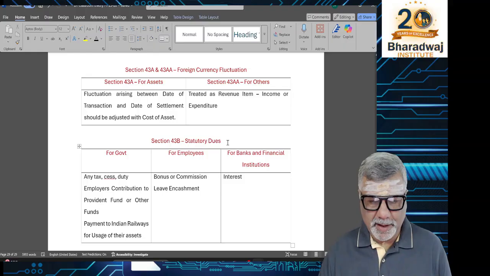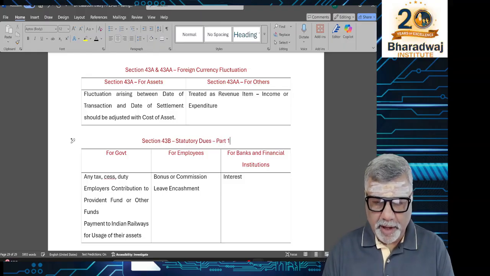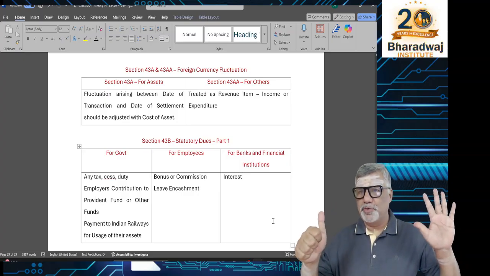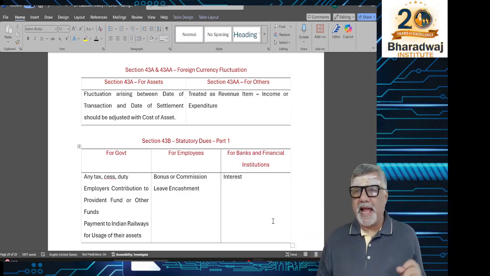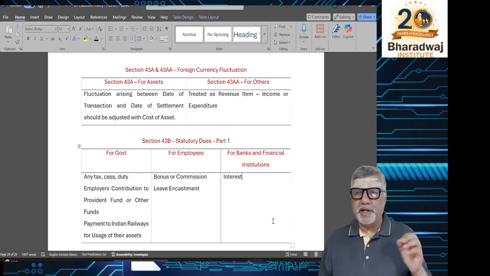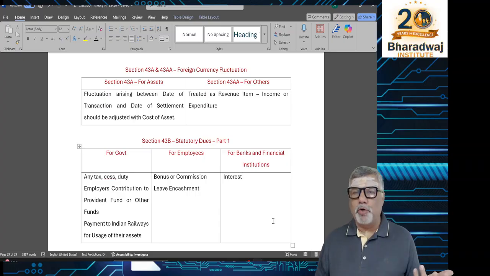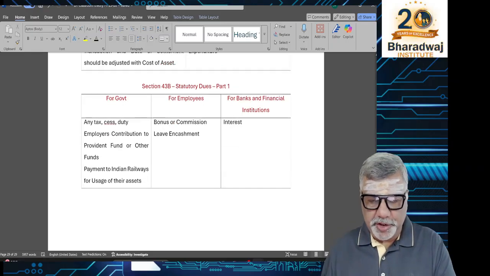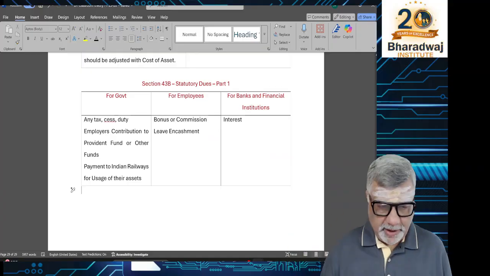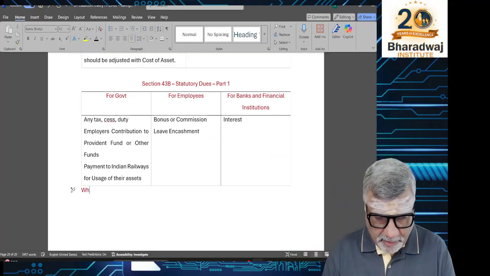As I told you, now I'm just discussing part one. Part two, I'll discuss separately. Part one has 6 types of statutory dues: any taxes or duty, employer's contribution to provident fund, bonus or commission, leave encashment, interest payable to banks and financial institutions, and payment to be made to Indian Railways for usage of their assets. Six statutory dues.